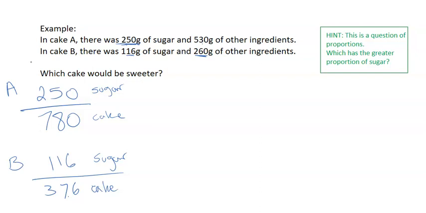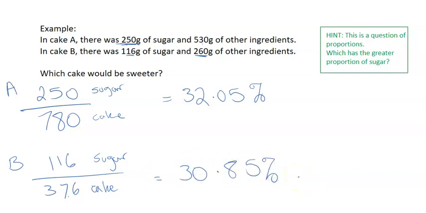So numerator divided by denominator multiplied by 100. So the percentage is going to be 32.05%, taking it to 2 decimal places, and this is 30.85%, taking it to 2 decimal places. Once again, we're not finished. We need to answer the question, which cake would be sweeter? Now, percentage-wise, we can see that it must be cake A is the answer.